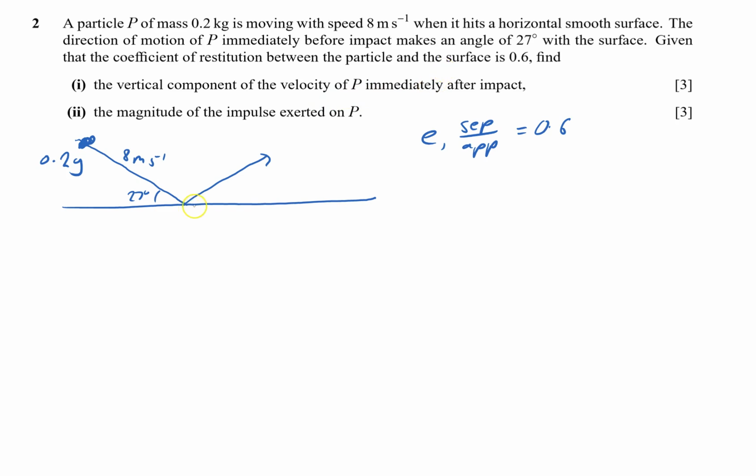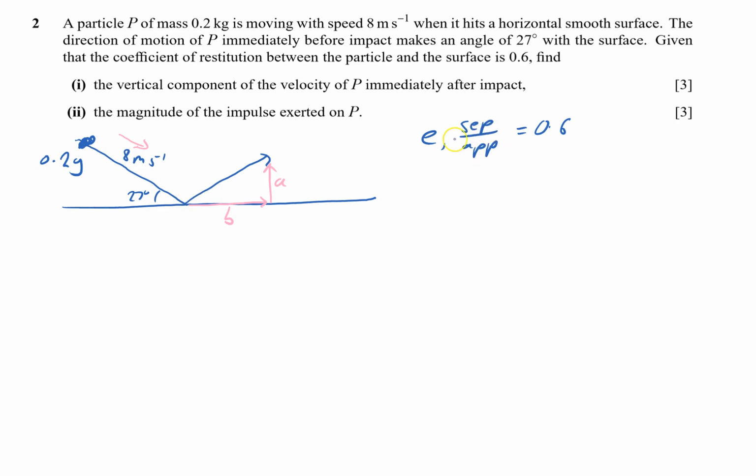So what I'm going to do is break this down into two components. I'm going to have a component there, and a component there. I call that A, and I call that B. It doesn't actually matter. And so this is the velocity coming in there, 8. And the first thing we've got to do is work out what this bit is here. So, there's an impact in this direction, and so we can work out the separation speed.